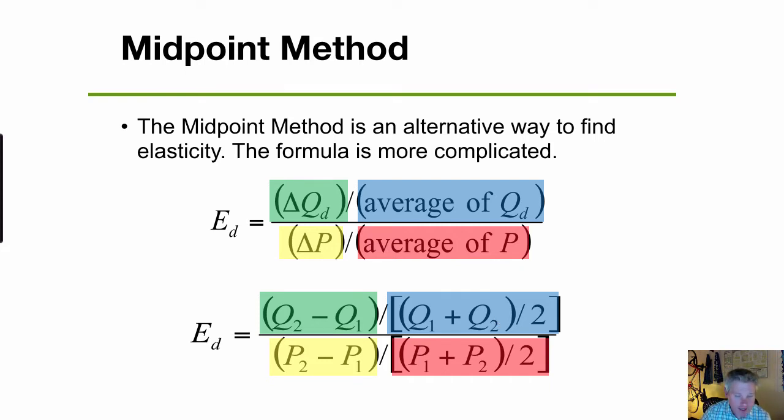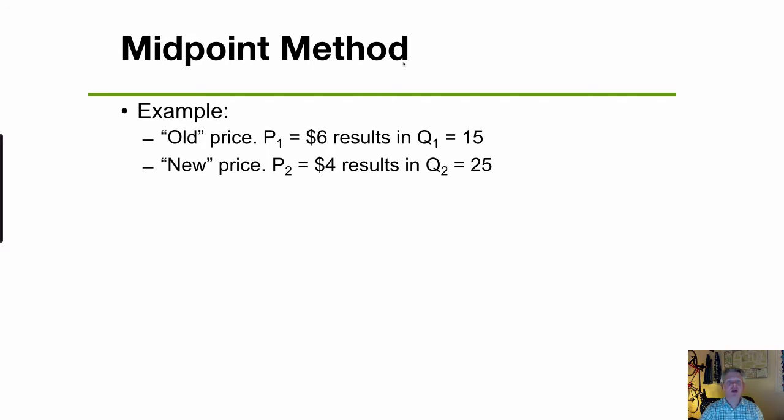Okay, so let's look at an example here. We have a price of $6. At $6, the quantity demanded is 15. We're going to decrease the price to $4. At $4, the quantity demanded is 25. So we had a price decrease. We had an increase in the quantity demanded. That conforms with our law of demand.